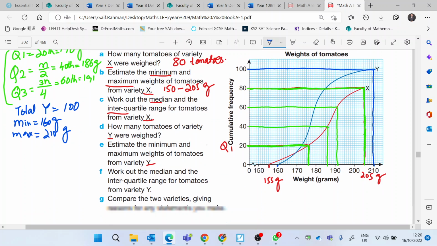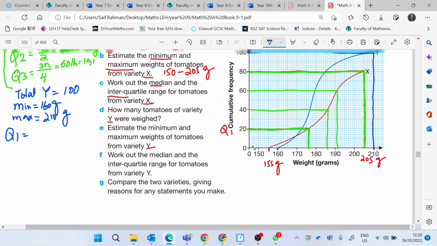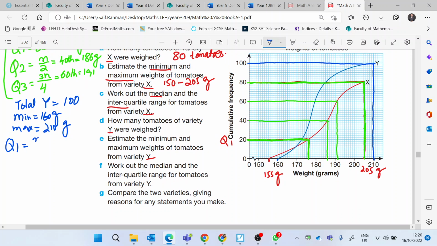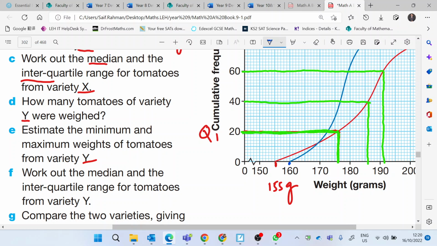The next question is, work out the median and the interquartile range. So for interquartile range, first we find Q1, and Q1 would be formula n by 4, and n is 100. 100 by 4 is 25, right? So we'll see the 25th one, 20, and this one is 40. So how many lines are there between 20 and 40?